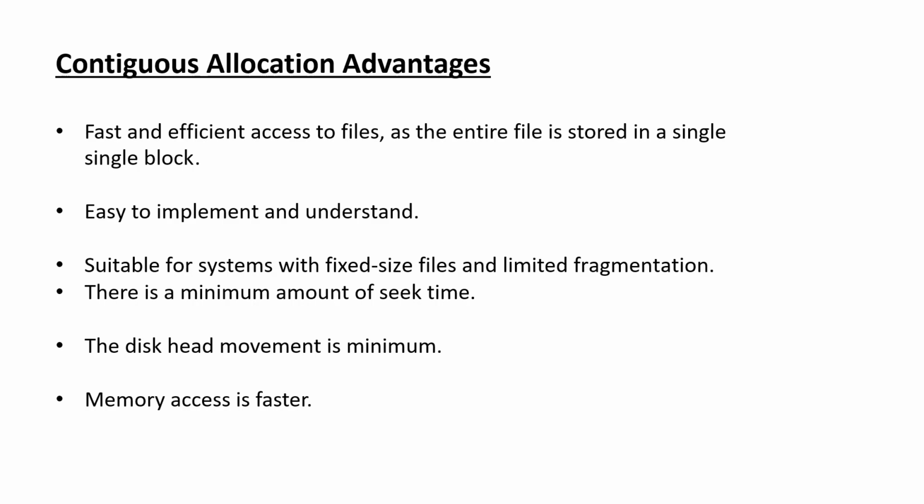The next one is that memory access is faster and suitable for systems with fixed size files and limited fragmentation. There is a minimum amount of seek time and reduced fragmentation. Contiguous allocation reduces external fragmentation, where free space is scattered throughout the disk. This is because each file occupies a contiguous block of space and free space is more likely to be contiguous. So the disk head movement is minimum.